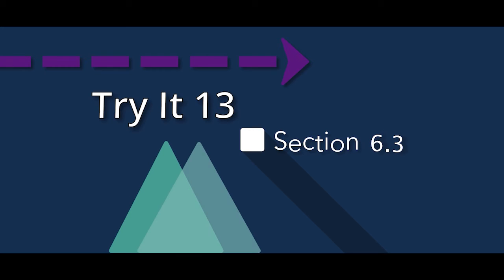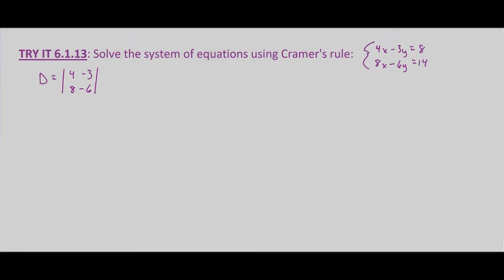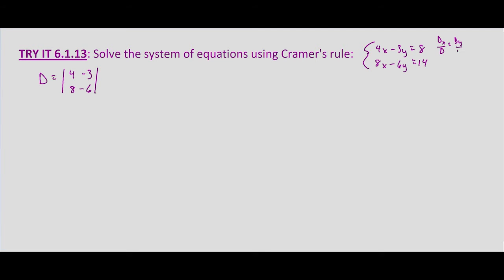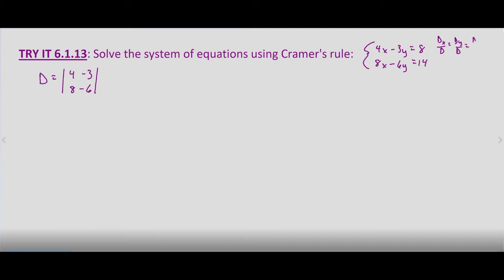So now we're using Cramer's rule with systems of equations that are either consistent and dependent, which means they have infinitely many solutions, or inconsistent and have no solution. And how we determine that, this is how I always like to remember it, if Dx over D equals Dy over D equals Dz over D, which equals 0 over 0.